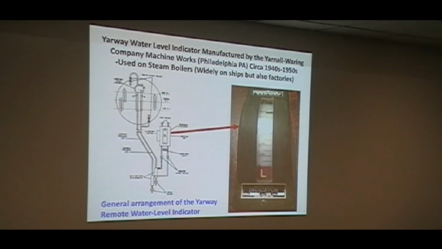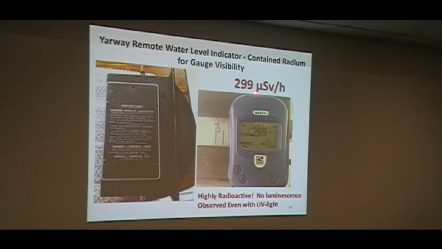And another example that we obtained is a Yarway water level indicator by a company in Pennsylvania in the 40s and 50s. These were in steam engines, steam power plants. And to know what the water level is, to see here, this is the meter, so that they would be on a panel back where they were generating steam for power, whether on a ship or in a factory. You can indicate where the water level is and control that. Well, this particular instrument, when you put the meter right on top of the dial, is almost 300 microsieverts per hour. Very radioactive material.